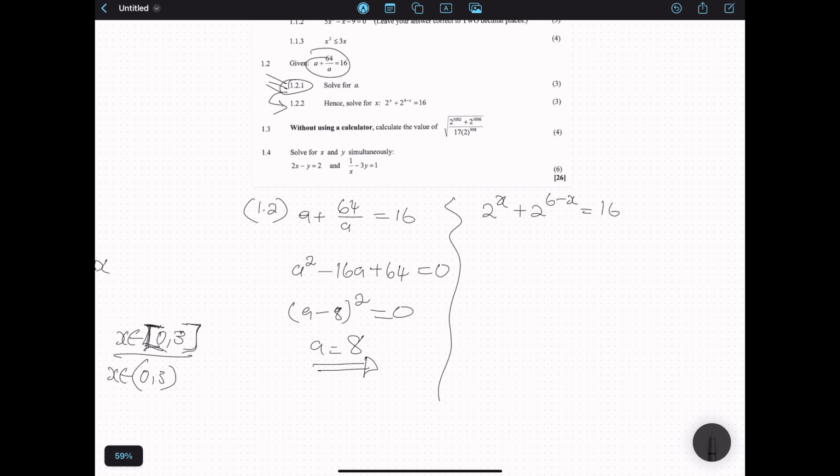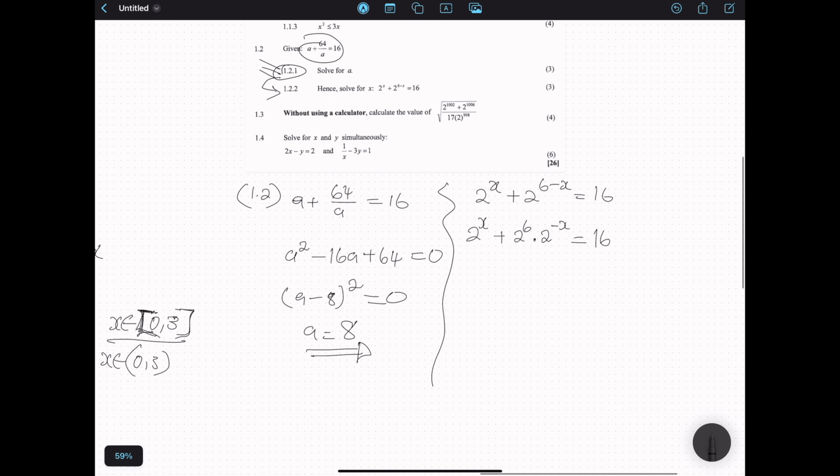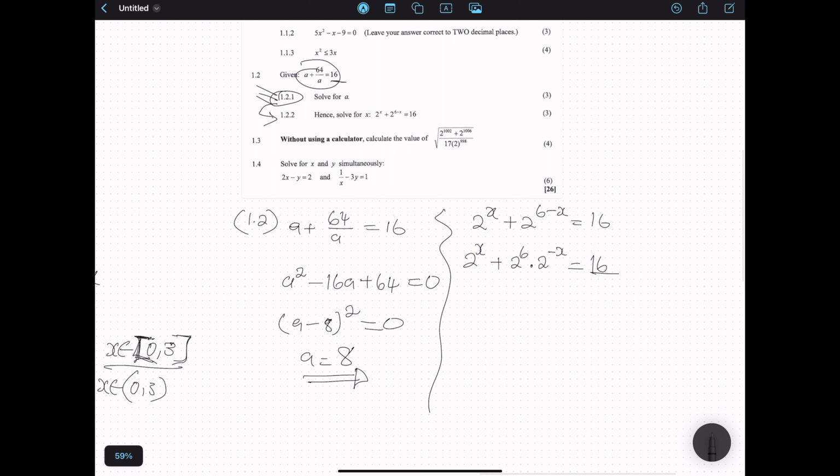So you're going to have 2 to the x plus, let's simplify this, 2 to the 6 multiplied by 2 to the minus x, because this is the same as that. When you multiply the same base, you add the exponents, which is what is happening here, is equal to 16. 16 is fine, because here we had 16. We can have 16 here. No need to change that. So we're going to take this as a.